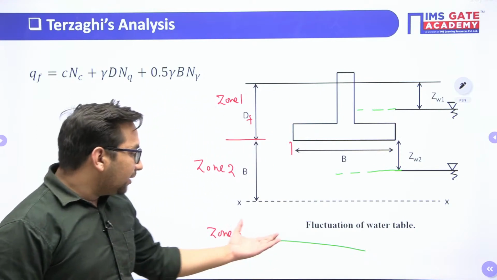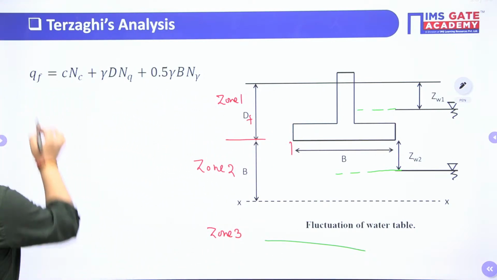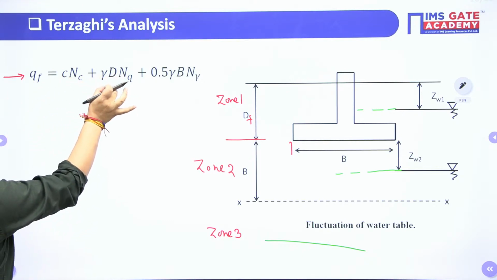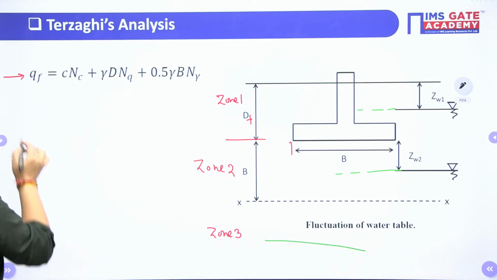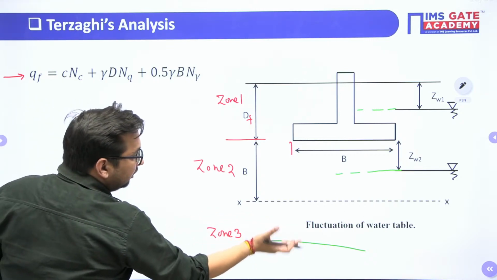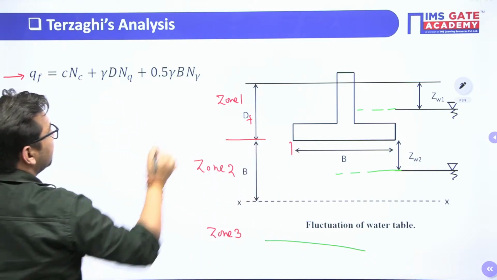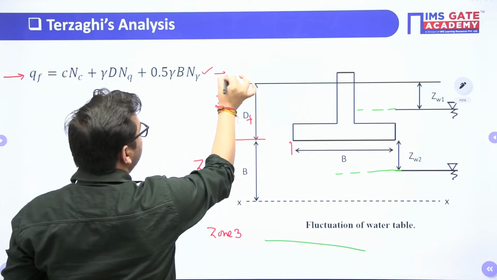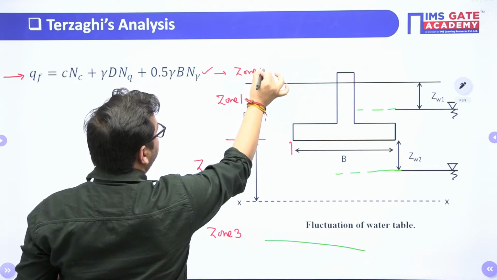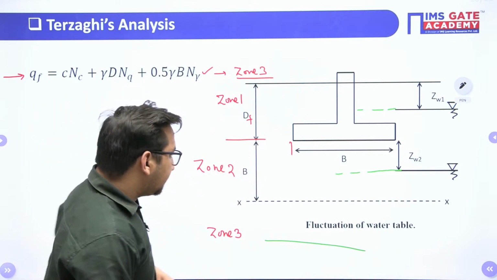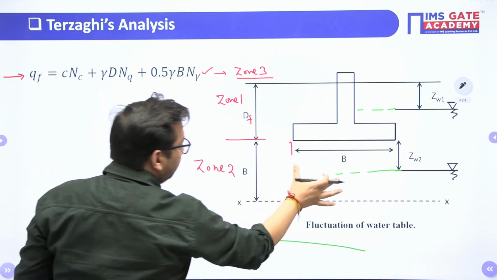So when the water table is in zone 3, this is the standard formula which has not taken into account the effect of the water table. But if the water table is in zone 3, we know there will be no change in the bearing capacity. So this formula will be valid. This formula will hold good for zone 3, right, as there is no effect of the water table. But let's suppose the water table is in zone number 2.